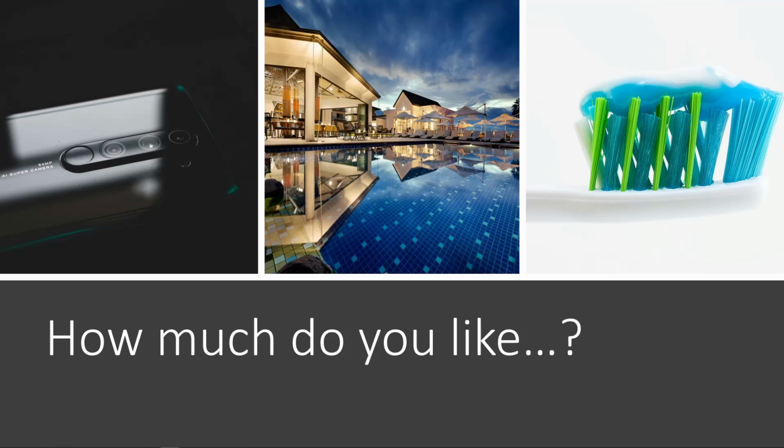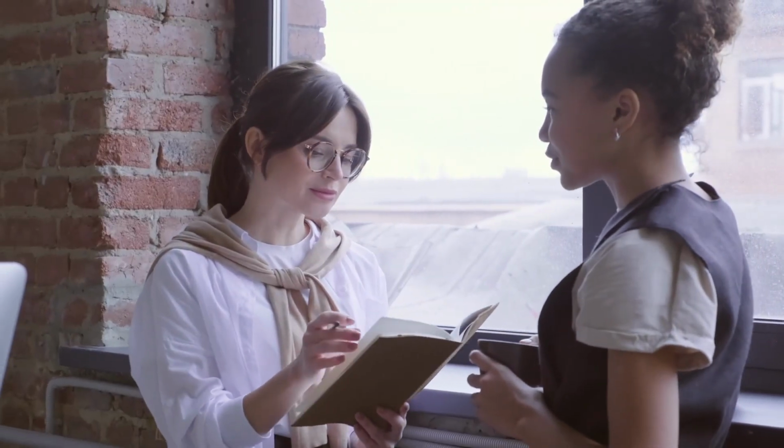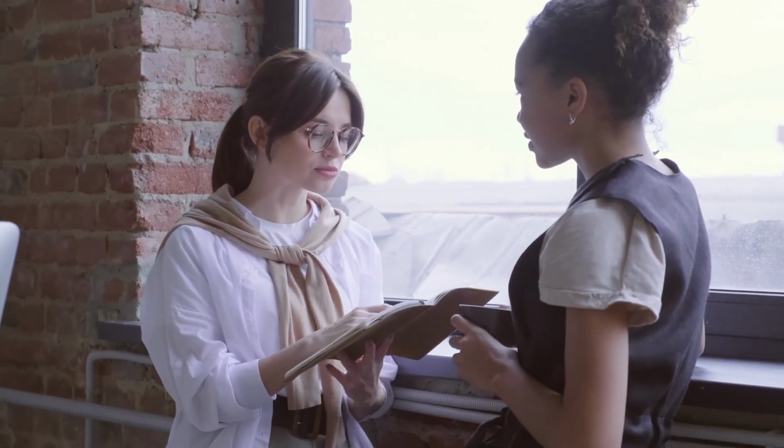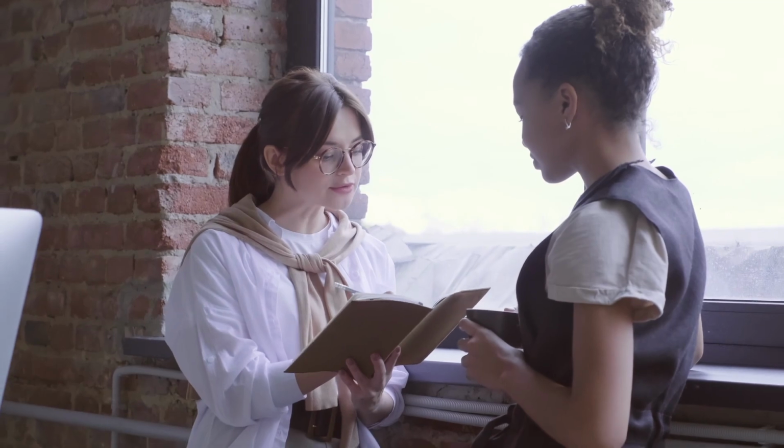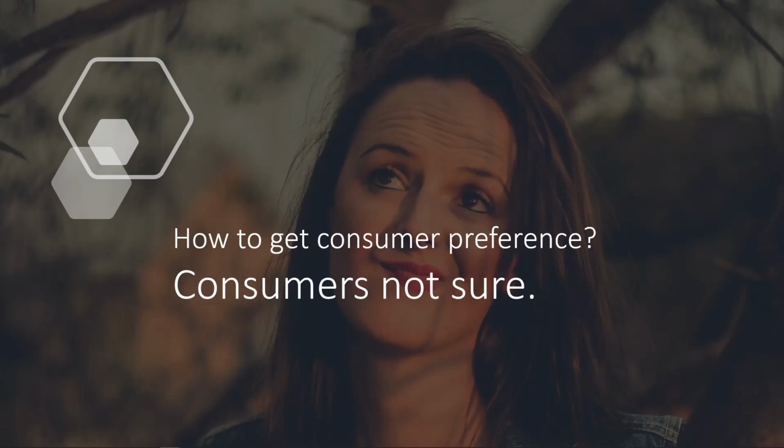So for each one of these products, there are many features that can influence consumer choices. So the question is, can we ask consumers what they like in each one of these products? What kind of features do they care about, and how much do they care about these features? Can we do that? The problem is consumers often have a somewhat fuzzy preference structure in their mind, and the process of verbalizing their preference makes it even more difficult. At the end of the day, consumers are often not entirely sure about their preference.